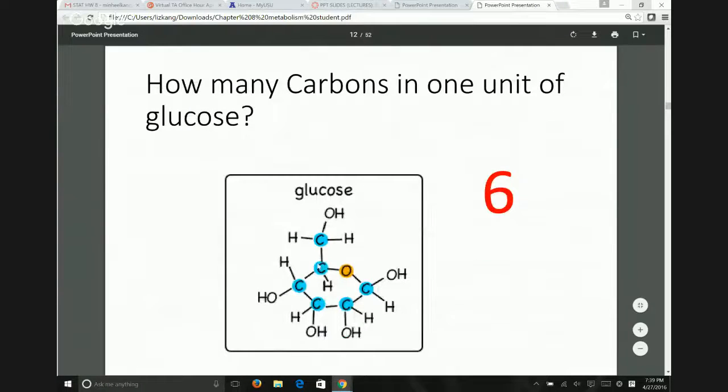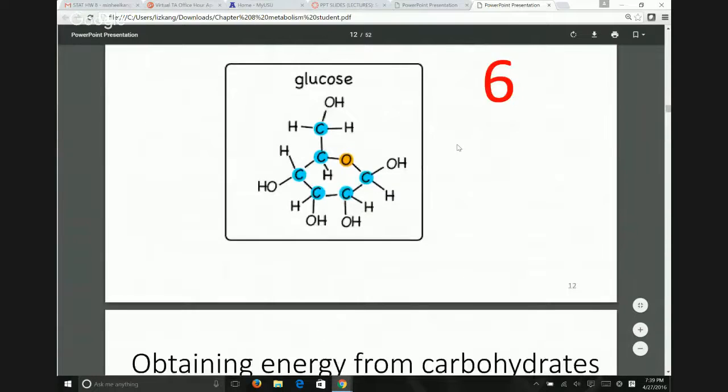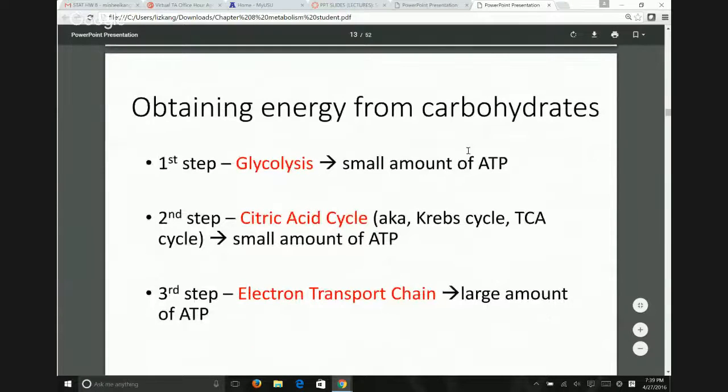Glucose has 6 carbons. You want to know this so that you can recognize the structure. We're going to go through the metabolism of carbohydrate.